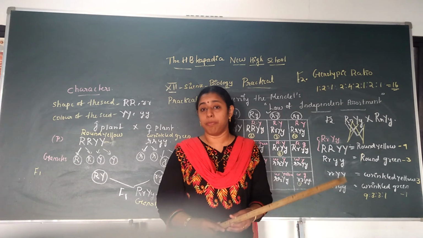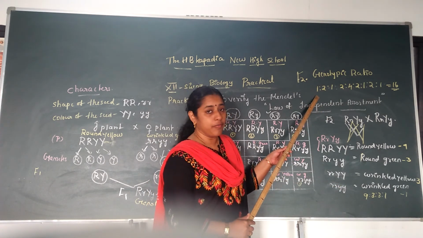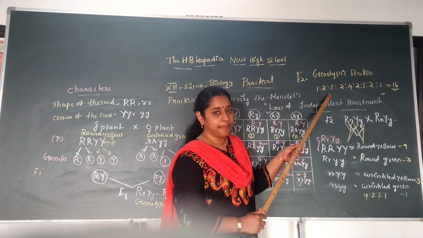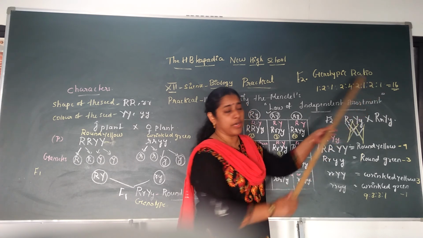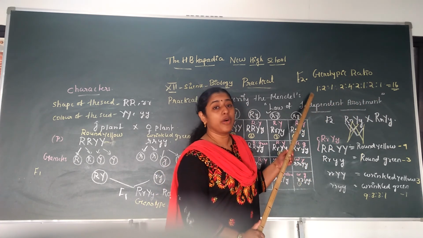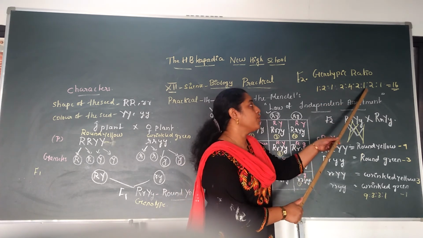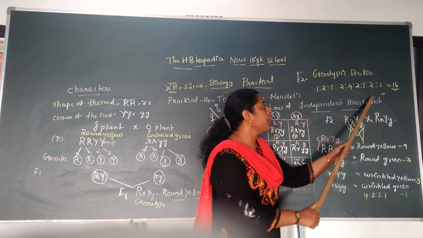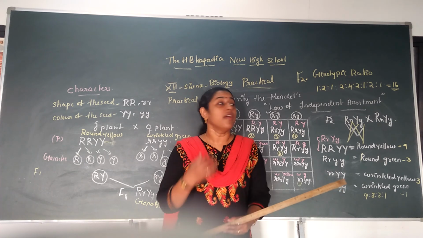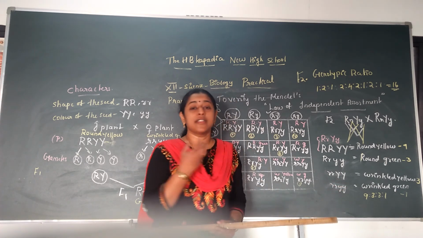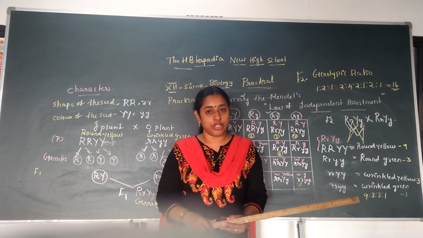Now what about the genotypic ratio? The genotypic ratio of the F2 generation is 1:2:1, 2:4:2, 1:2:1. Once again, what is the ratio? 1:2:1, 2:4:2, and 1:2:1. When you total all of this, you will get 16. So by this we have verified. We are getting this 9:3:3:1 phenotypic ratio and the genotypic ratio also.